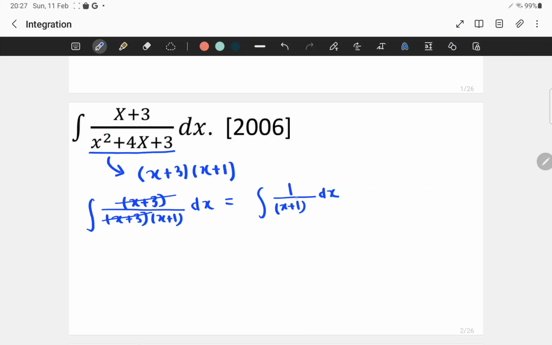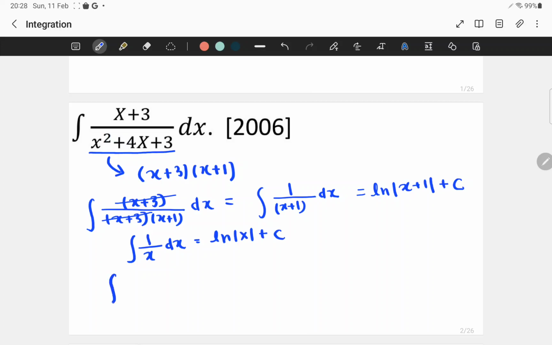Now if we have integration 1 over x dx, it is natural log x plus constant. Since it's a linear function, it will become, we will solve the next problem.